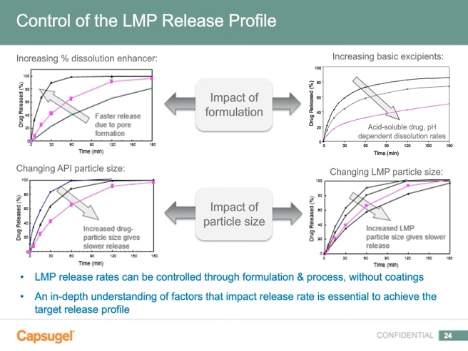For this particular example, the API was acid soluble. So as you increase the amount of basic excipients, you lower the solubility, slowing down the dissolution rate. So the key point here is that having an in-depth understanding of which factors impact the dissolution rate is really key to achieving the target product profile.